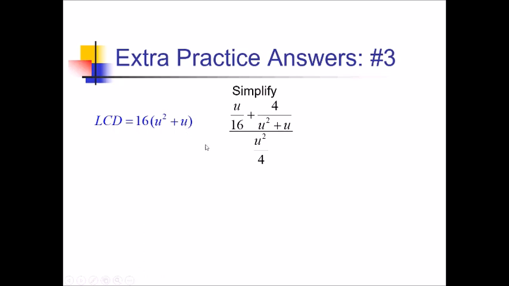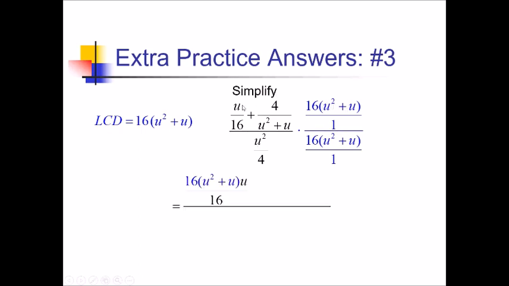Next, I'm multiplying my LCD by all of these subfractions. So I've got 16 times (u squared plus u) over 1, and then another one of those down here in the denominator of the main fraction. Doing it like this lets me multiply by 1, but in a way that lets me put my LCD in the numerators of all these subfractions. So I've got 16 times (u squared plus u) times u, and then I have my LCD times the 4 over u squared plus u, and then this LCD here is going to be times the u squared over 4.